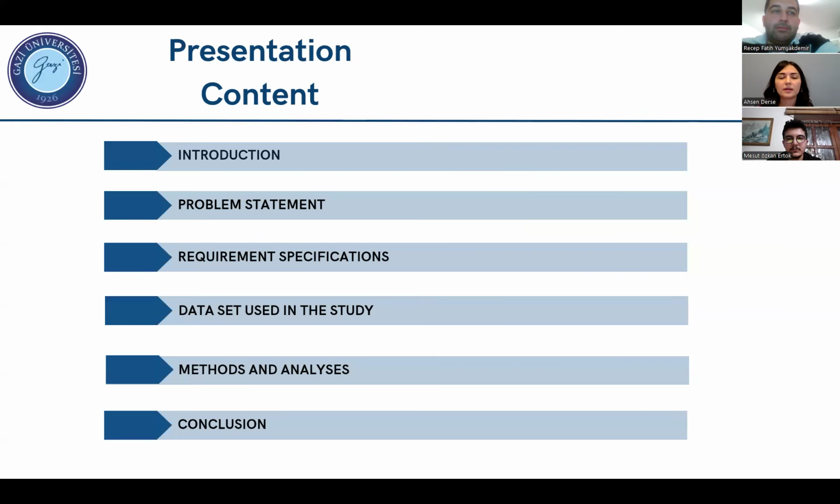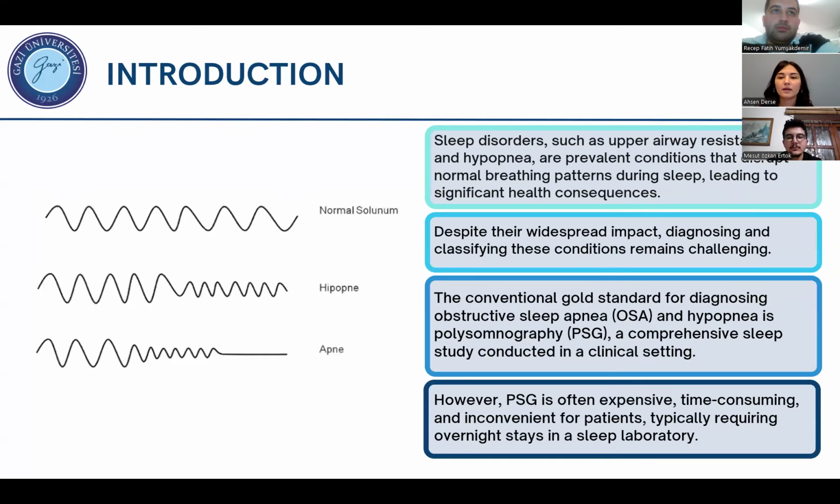And for the presentation content, we will begin with the introduction and continue with the problem statement, requirement specifications, the data set used in the study, methods and analysis, and the final conclusion.